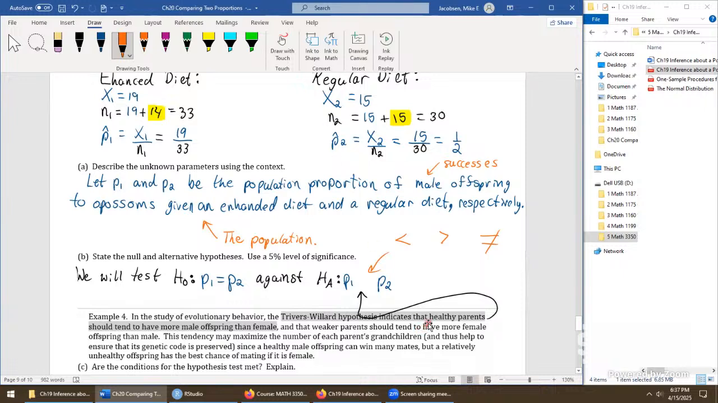And when we say healthy parents, we're just hoping that the 20 opossums here are now more healthy because they've just been given the royal carpet treatment with the enhanced diet, maybe extra granola inside that diet, something like that. We hope that's enough to show more male offspring, that's the successes for the healthier parents through this hypothesis. That means, exactly as you said, we should have a greater than direction here, forcing this one to be a right tail test.